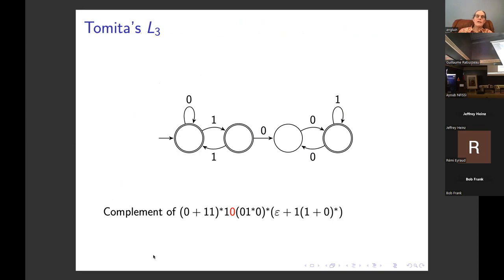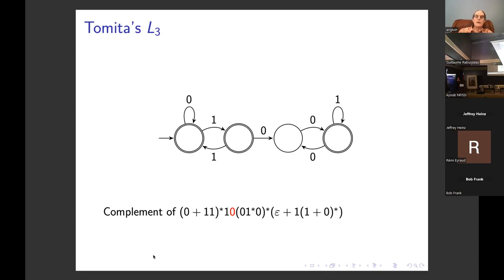Let's look at L3 a little more closely. This one's not quite as easy to give a natural language description of. What I've given on the slide is a regular expression for its complement. So if we look at the two states on the left, there's a transition on 0 to the two states on the right. So there's sort of a first half and a second half. The machine only rejects if you end up in the third state or if you arrive at the third state and see a 1. So the sink state is not shown in this diagram.